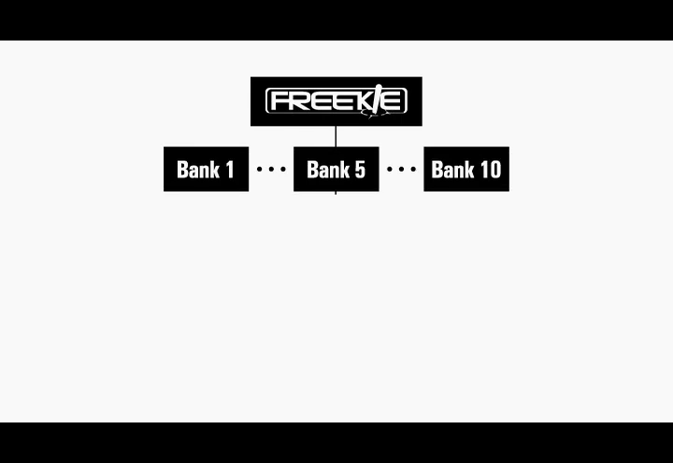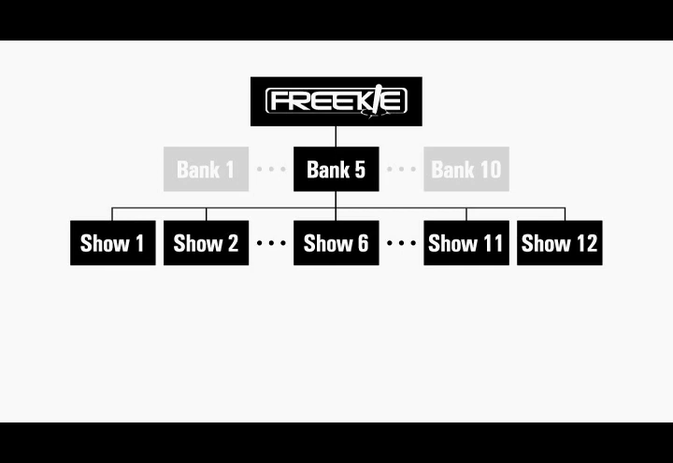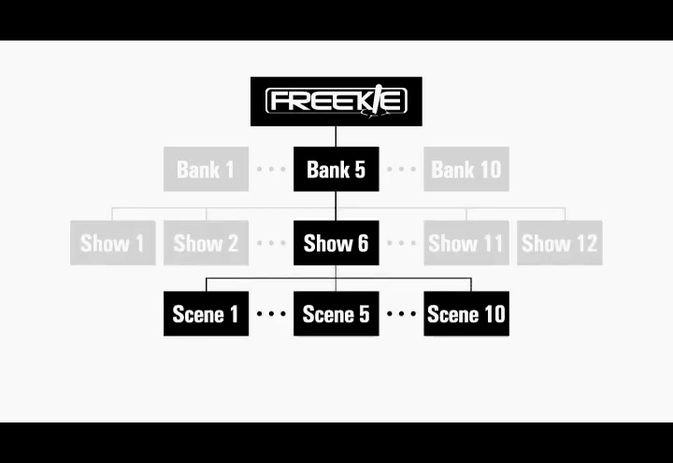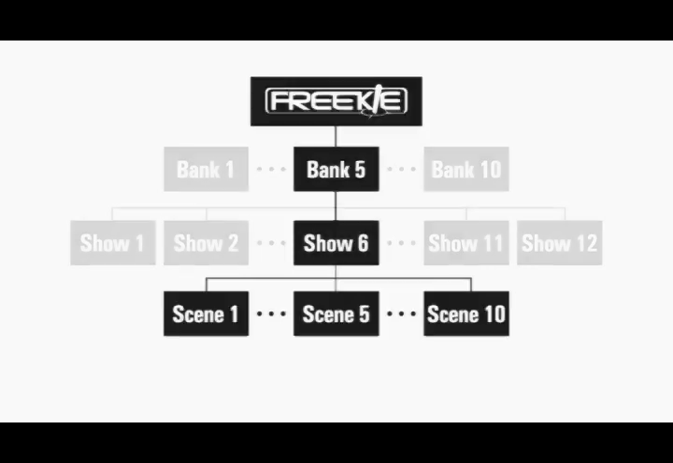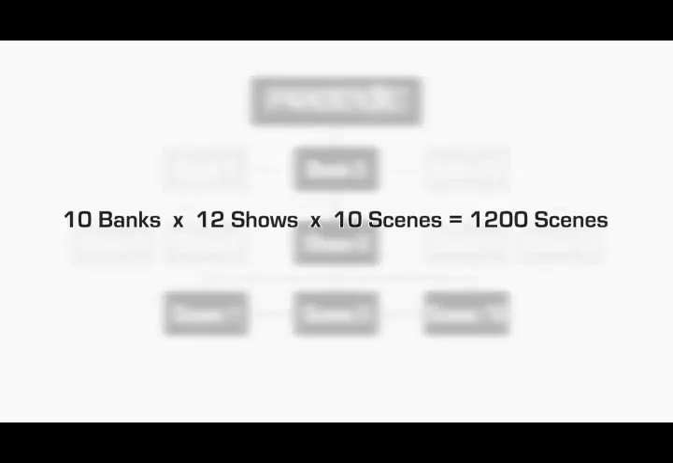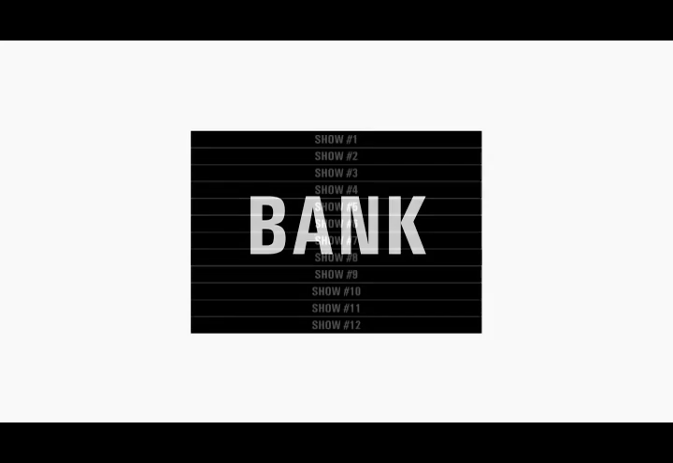So to summarize, the Freekie has 10 banks containing 12 shows, which in turn contain 10 scenes each. So if we take a look at the numbers, that's 10 banks containing 12 shows, each with 10 scenes. And this amounts to a total of 1,200 possible scenes that the Freekie can store in its memory. And that's a whole lot of creative control. And now, why not sit back and enjoy a graphical summary of the structures of Freekie programming.